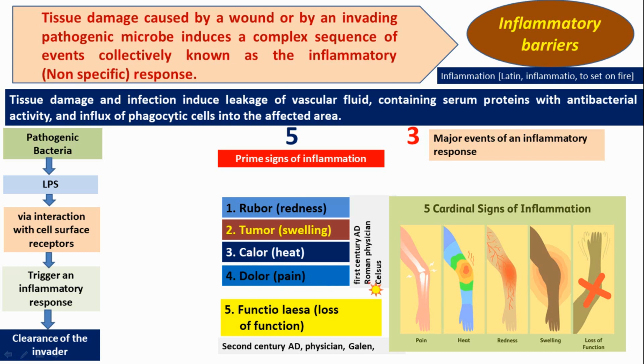So these are the four prime signs, and the fifth one is functio laesa. The injured tissue loses its physiological function. This is called loss of function. I hope these five prime signs are clear to all of you: rubor, tumor, calor, dolor, and functio laesa. Redness, swelling, heat, pain, and loss of function. Why all these five prime signs appear during inflammation, we will discuss in the upcoming slides, or the upcoming video.